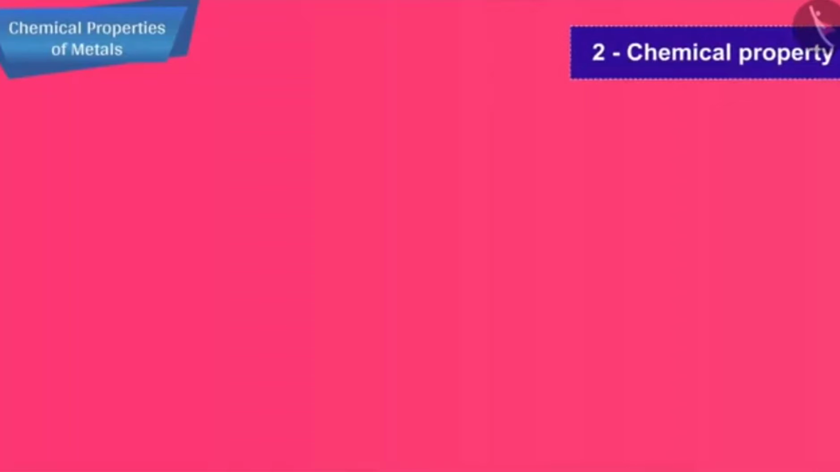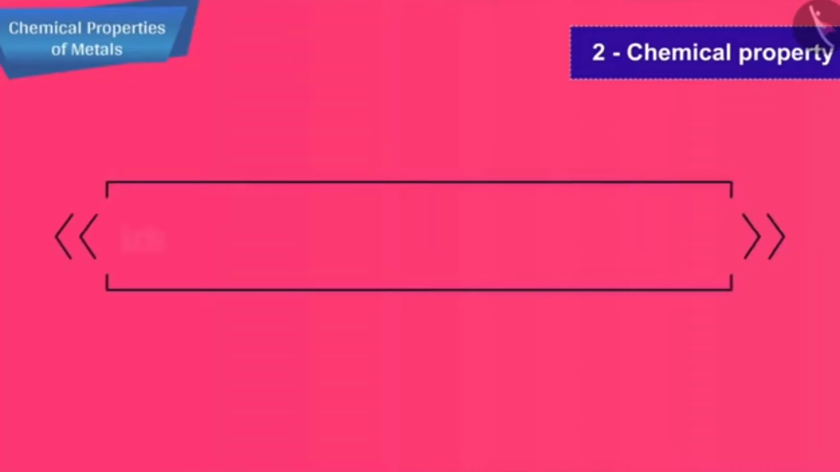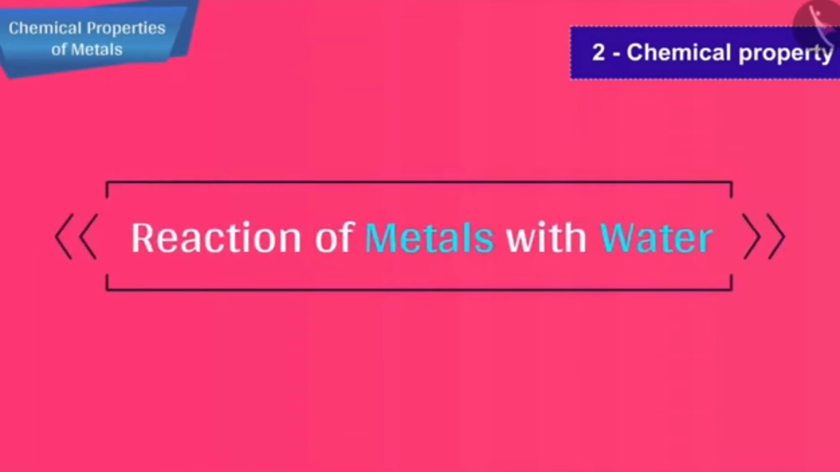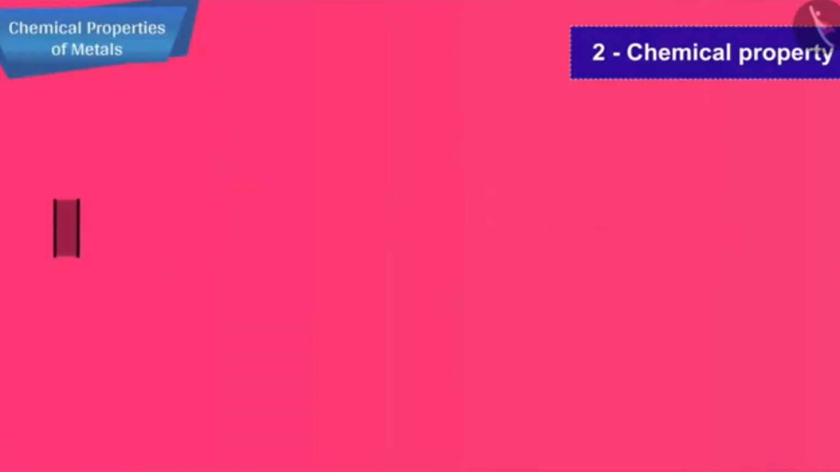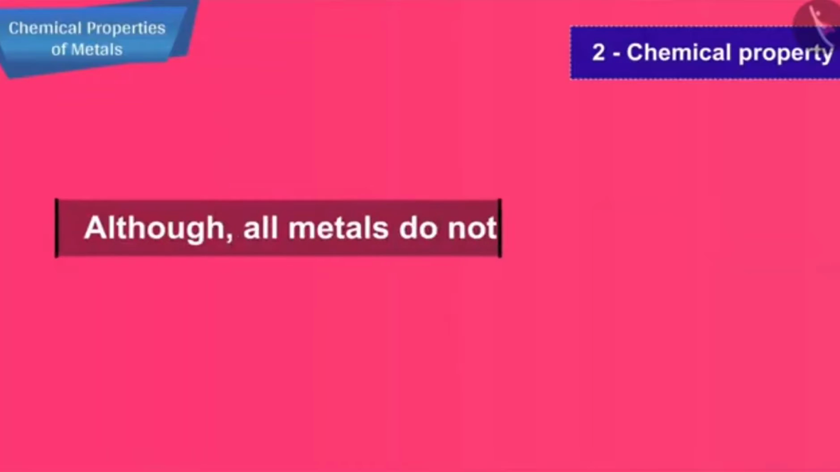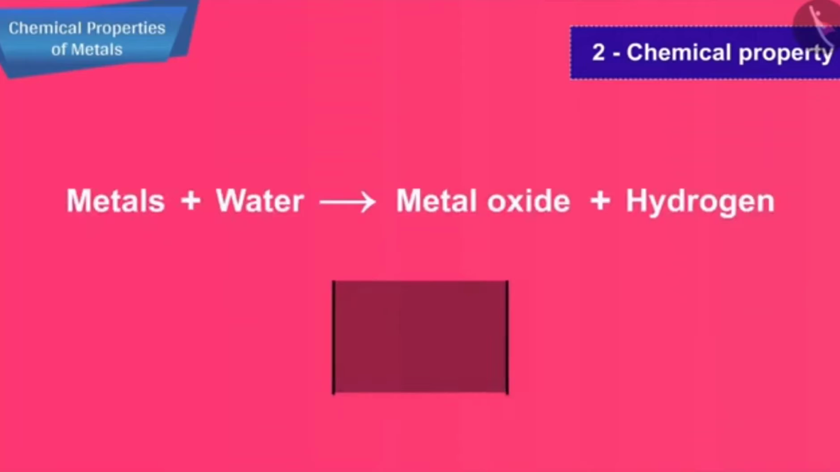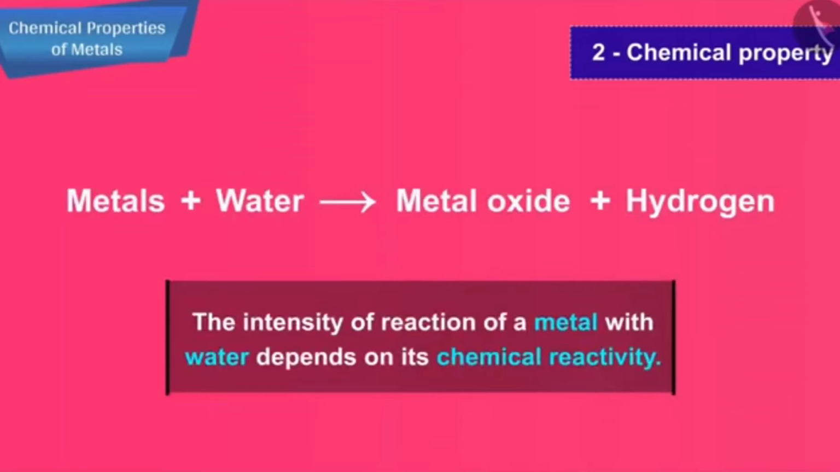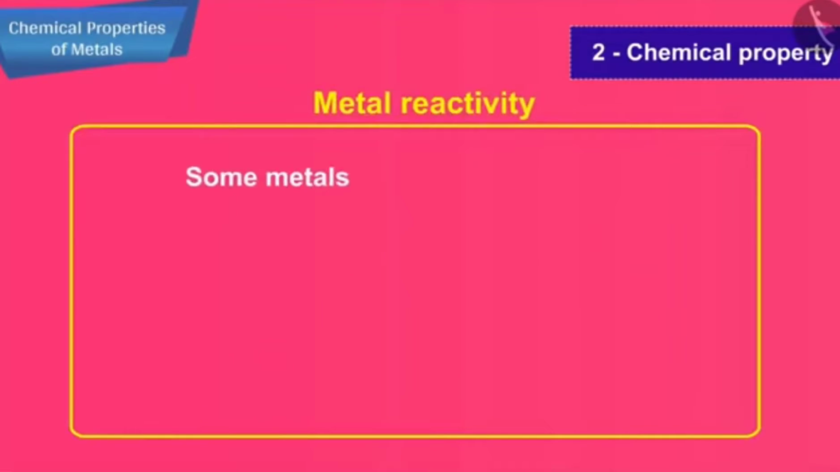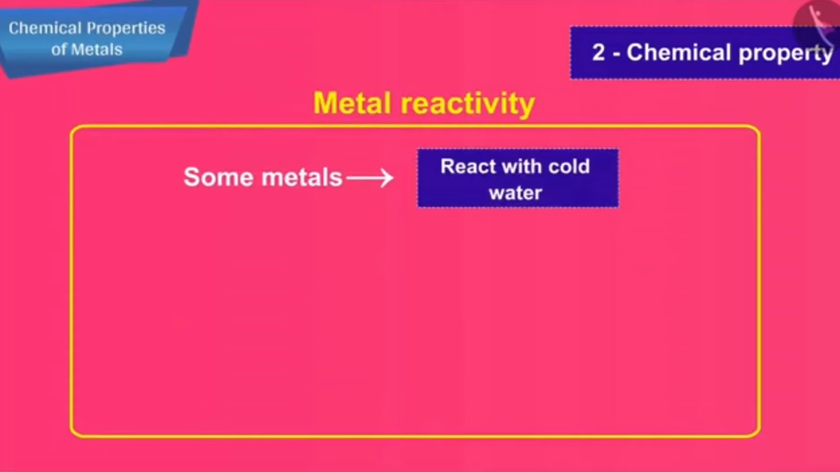The next, second chemical property that we are about to study is the reaction of metals with water. Metals react with water to form metal oxide and hydrogen gas. Although all metals do not react with water, the intensity of reaction of a metal with water depends on its chemical reactivity. Some metals react with cold water.